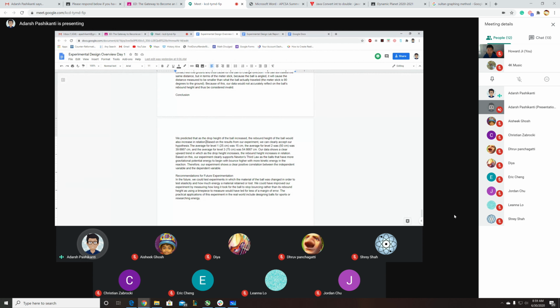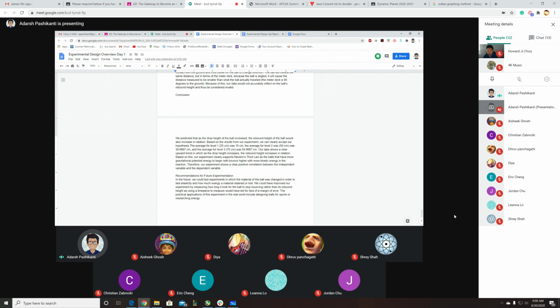So the usual stances that you can have are: our experiment rejects our hypothesis, our experiment accepts our hypothesis, or our experiment had too many errors to actually tell. But if your experiment had too many errors to actually tell, you're probably not going to get a good score anyway. So the next thing you should do is provide your data, which is basically your averages from each level. So the average from level 1 was 25 centimeters, and stuff like that.